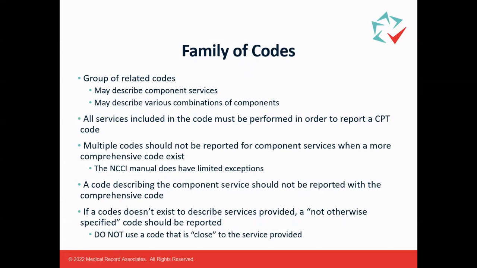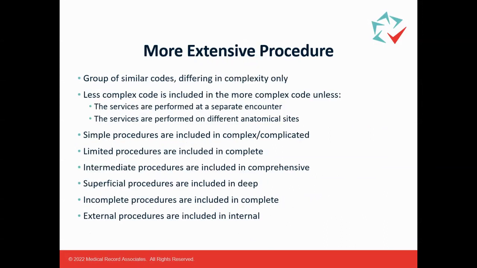Again, sometimes that leads you to having to use an unlisted code, but you can't just code the code that came the closest to the services that were provided. It has to support the services that were provided. More extensive procedures, a group of similar codes differing in complexity only. A less complex code is included in the more complex code, unless for 2 reasons: 1, the services are performed at a separate encounter, or 2, the services are performed on different anatomical sites.